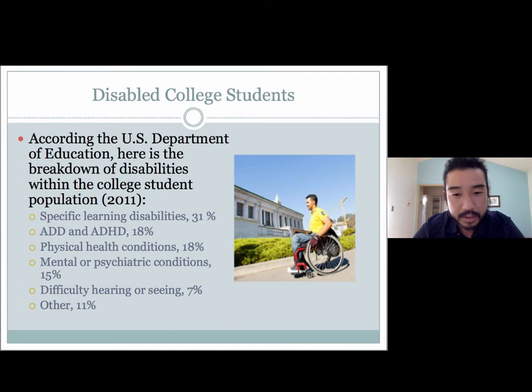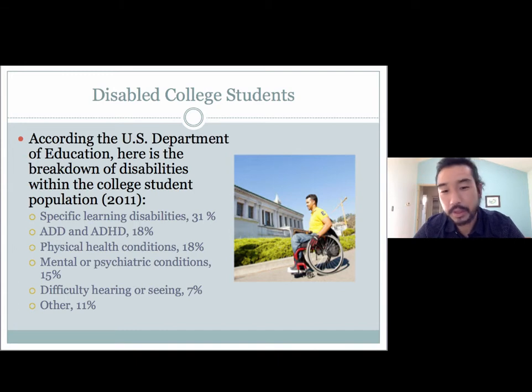ADD, ADHD, which is really a lot more common than it was a few years ago because of the diagnoses that have been given out over the last 10 years, starting in elementary school oftentimes. Physical health conditions are 18%. That could be any number of things. Mental or psychiatric conditions are 15%.